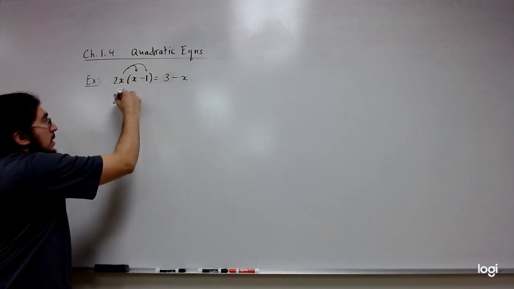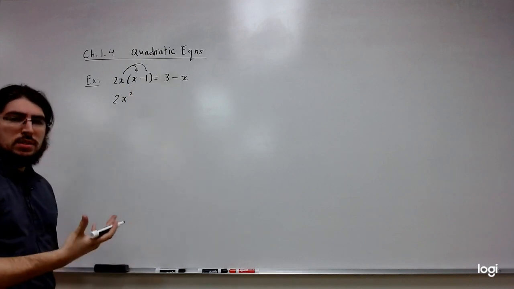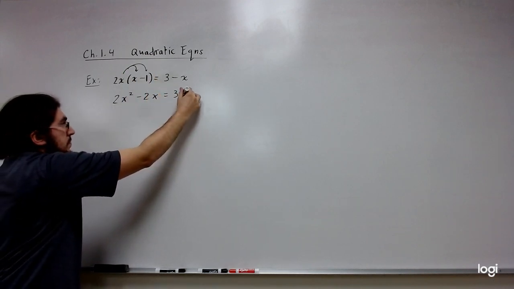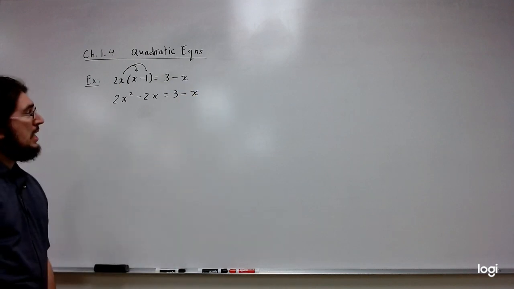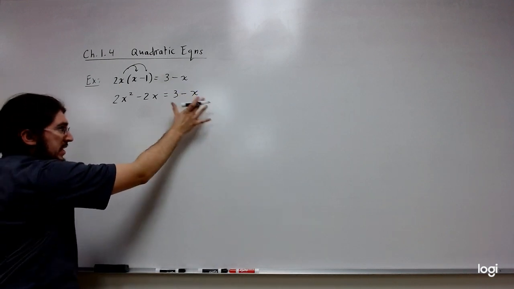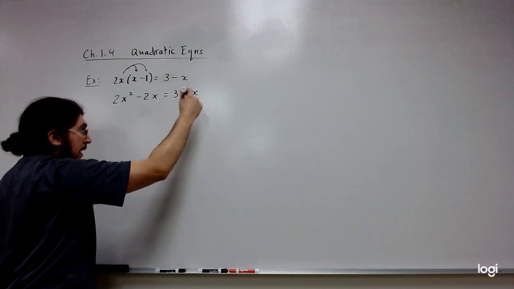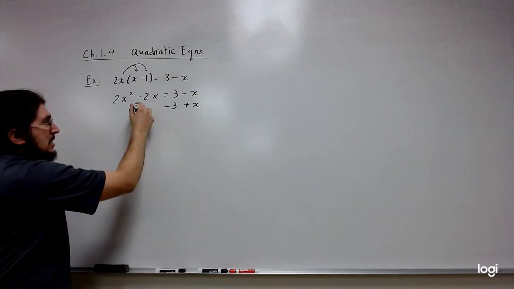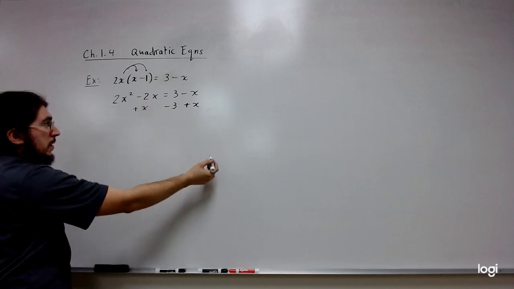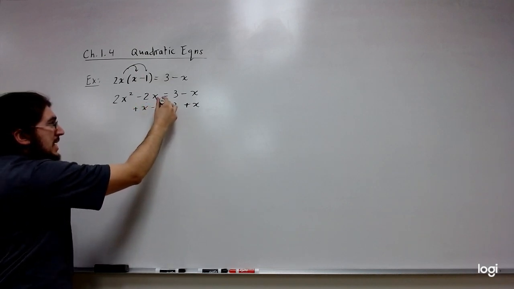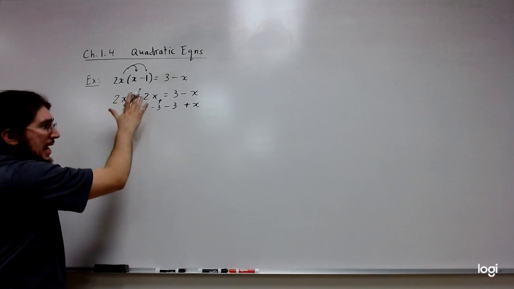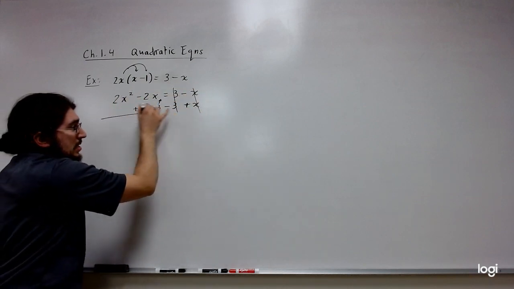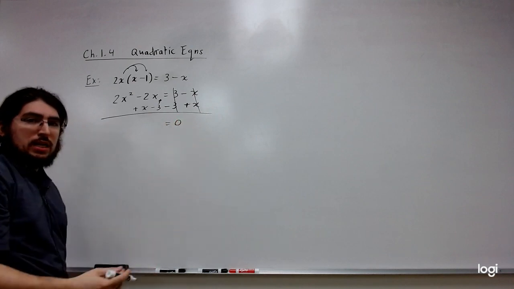So let's see, we get 2x times x, which is 2x squared. Negative 1 times 2x is negative 2x. Everything else stays the same. And now I'm going to move all this to this side so the 0 is on the right. So I'm going to subtract 3 and add x. Notice x combines with this negative 2x part. Negative 3 I'm going to sneak in right in between the x term and the equality symbol. So these cancel on the right.